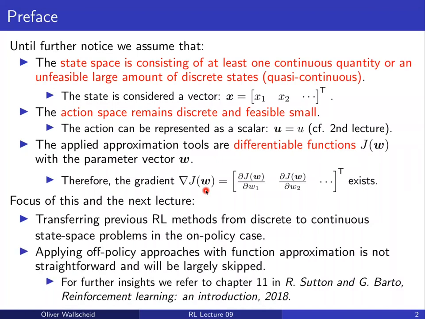However, as I said, off-policy reinforcement learning with function approximation will be more or less a side topic. It's not so easy to transfer from the tabular case to the strategies which use function approximation. Therefore, we will more or less skip that in this lecture, and we refer, for example, to chapter 11 of the reinforcement learning book of Sutton and Barto if you're interested in more details regarding off-policy learning, while today we focus on reinforcement learning prediction tasks.